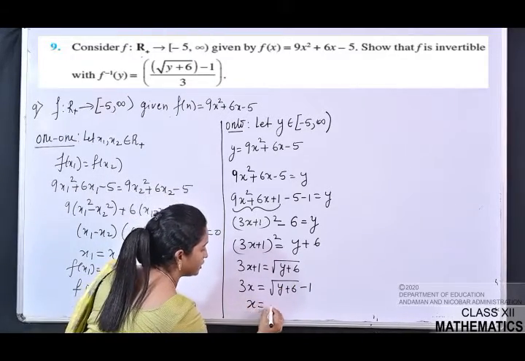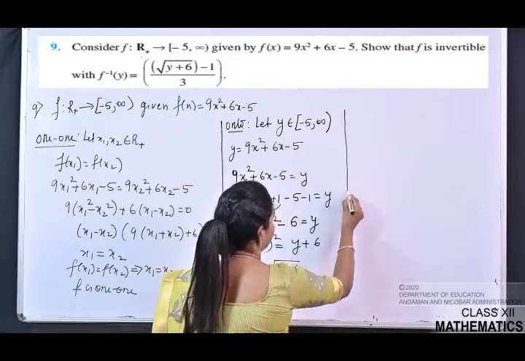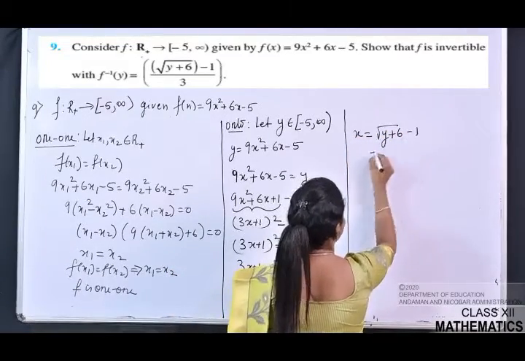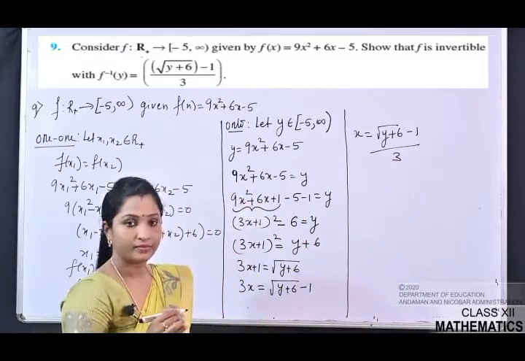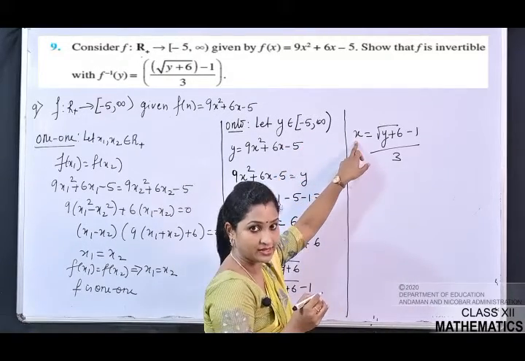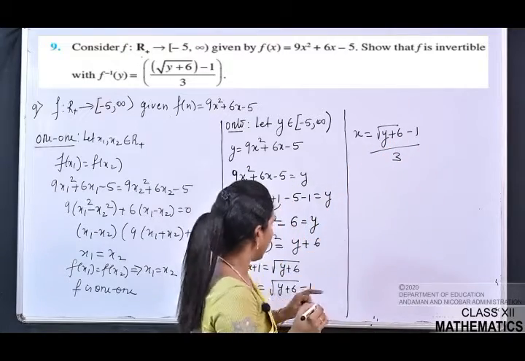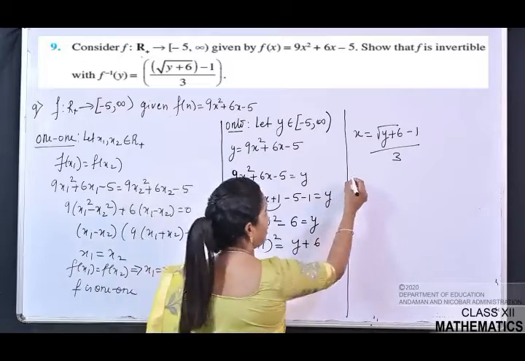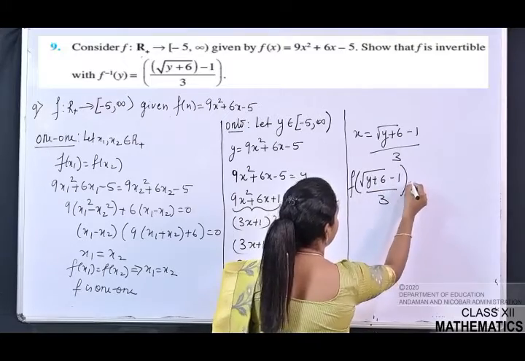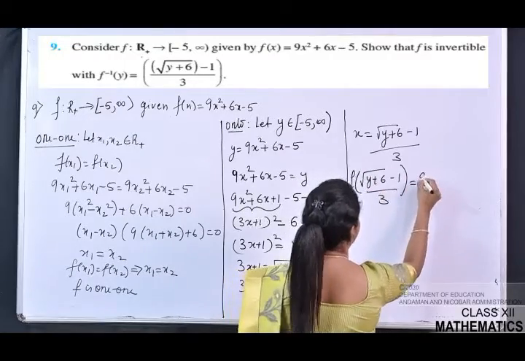Okay, so x will be equal to root of y plus 6 minus 1, by 3. That means for every y belonging to minus phi to infinity, there exists an x, which is equal to root of y plus 6 minus 1 by 3, such that f of x is equal to y. ये आपको proof करके दिखाना है. तो what I am doing here, I am writing f of x की जगह पे हम इसको लिख रहे हैं. अब हम क्या करेंगे, ये जो आपका f of x है यहाँ पे x की जगह पे ये वाली वैल्यू को पुट अप करके देखेंगे कि y आ रहा है या नहीं.